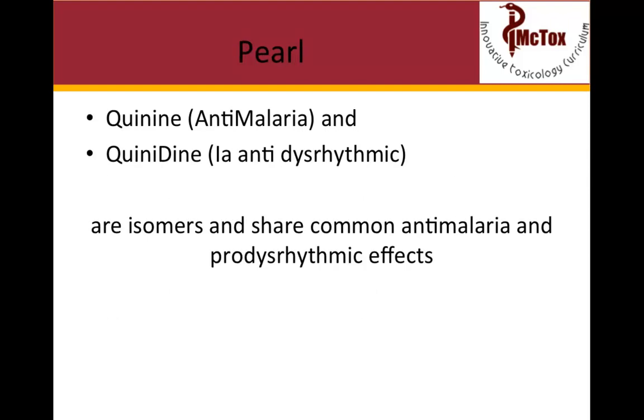Two very similar drugs that are worth mentioning are quinine, which is an antimalarial treatment, and quinidine, which is a class 1A antidysrhythmic drug. They are optical isomers and share common antimalarial and prodysrhythmic effects. Quinine and quinidine toxicity present similarly and are treated also in a similar fashion. For a detailed discussion on antidysrhythmic toxicity, please refer to video 4.3 in the decontamination theme.